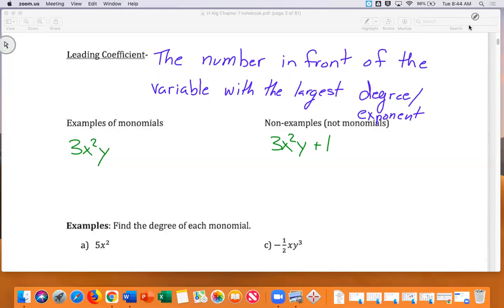Mateo, you ready for this? Monomial. Got that? Not a monomial.